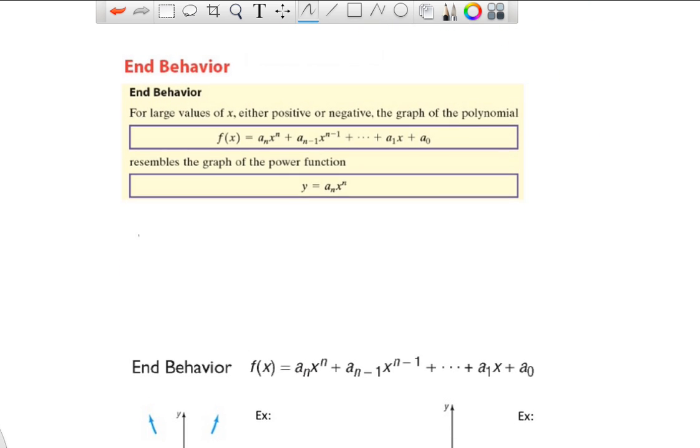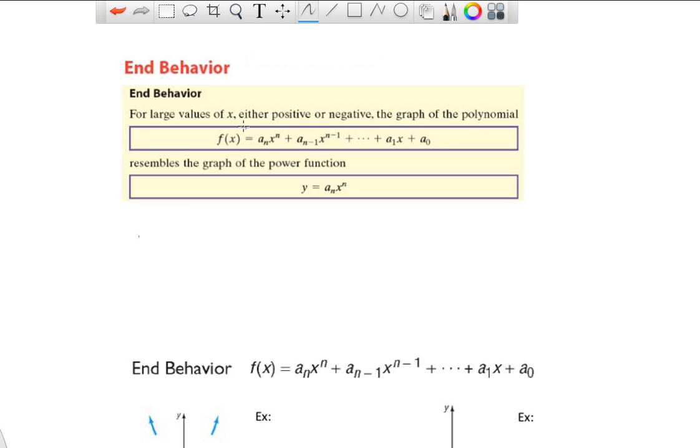So let's look at end behavior. It says here that for large values of x, and an x to the n, and so on. Let's look at that a little bit more. For example, what if this was a 4x to the 6th plus a 3x to the 5th minus a 10x to the 3rd, etc. End behavior is going to deal with what happens when x is really large, either positive or negative. So I'm interested in, for example, what happens when x is a really large number.